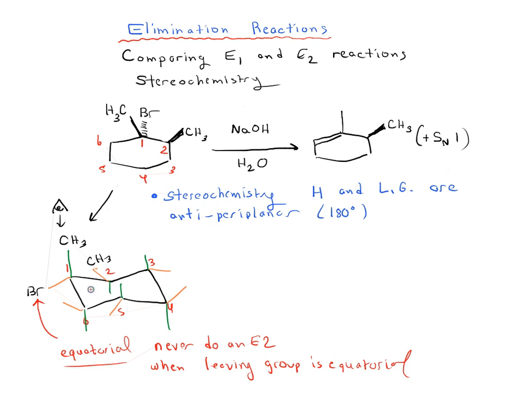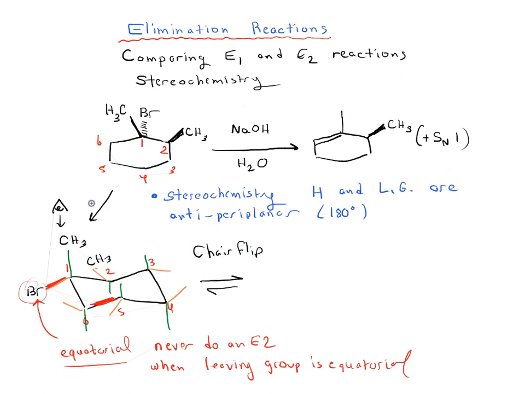And the reason is because you'll notice that if you look at what's anti-periplanar to this bromine, this red carbon to bromine bond is actually anti-periplanar to this red carbon to carbon bond. And therefore, we can't eliminate a carbon-carbon bond. We can only eliminate a carbon-hydrogen bond. So that is not going to be able to happen. But what we can do is we can do a chair flip.